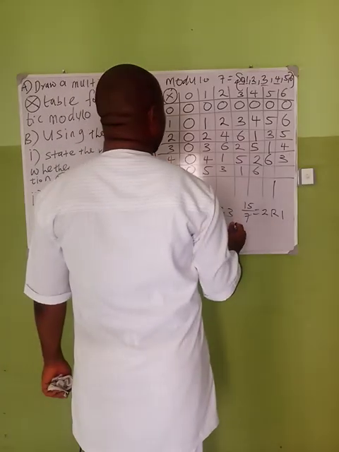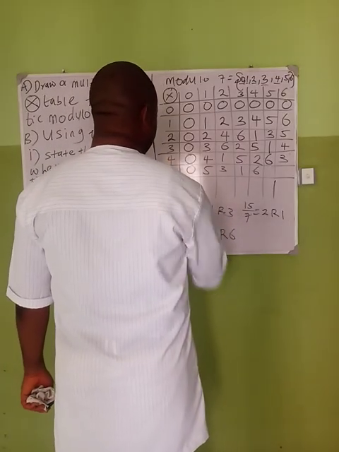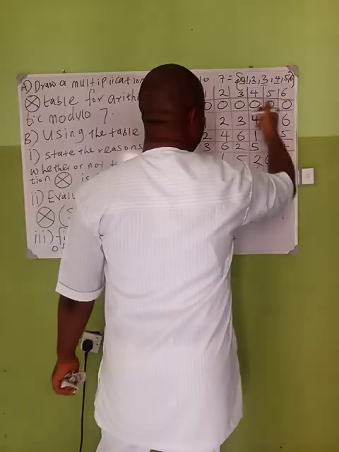And next is 5 times 6. Okay, 5 times 5, please.